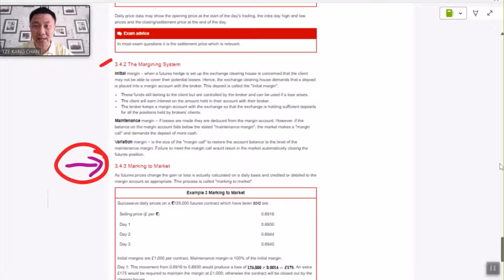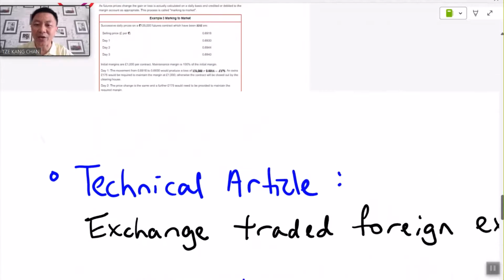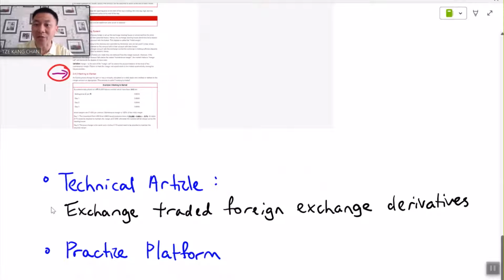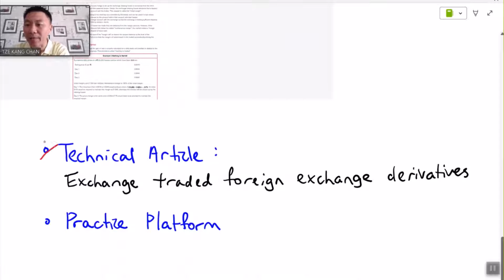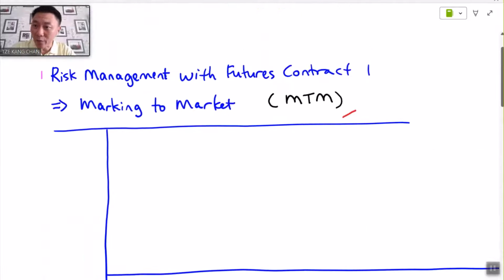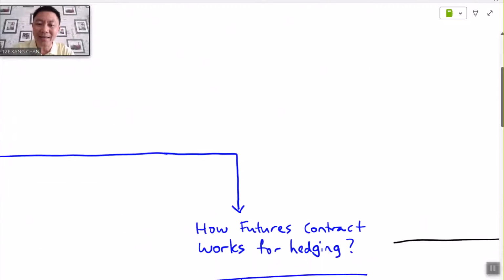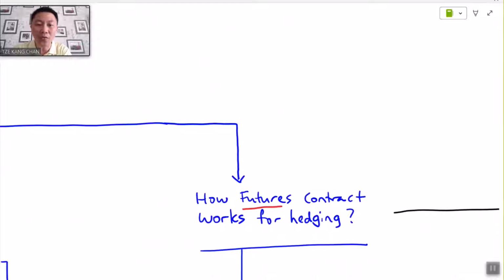Last but not least, other than the study hub, the following references from the ACCA website are also made available, namely the technical article with the title Exchange Traded Foreign Exchange Derivatives, and ranges of past examination questions found on the practice platform should be highly practiced with the aim to get yourself more familiarized with marking to market. In this video, I will take you through, first and foremost, a basic understanding of how futures contract works for hedging purpose.